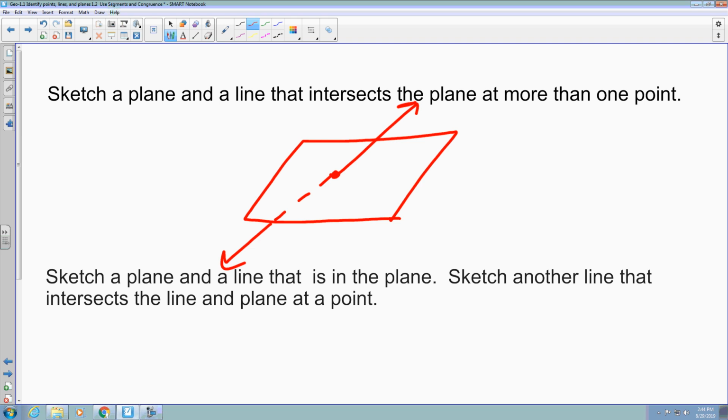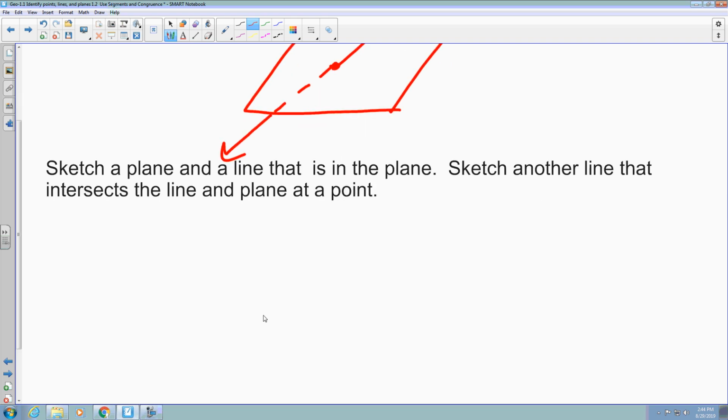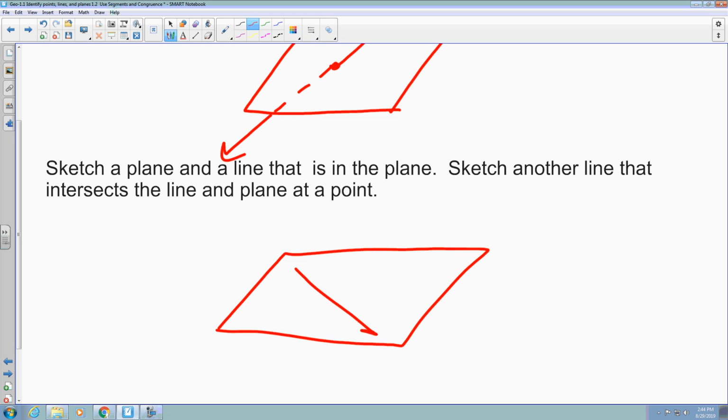Here it says sketch a plane and a line that is in the plane, then sketch another line that intersects the line and the plane at a point. So you can go here and sketch a plane, and a line that is on the plane. So I'm just going to make my line right here. That's on the plane. And then sketch another line that intersects the line and the plane at the same point. So now I got that line. It's going to intersect right there at both the line and the plane. And we got my dashed lines to show the hidden lines from here.